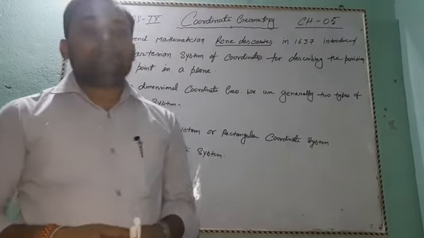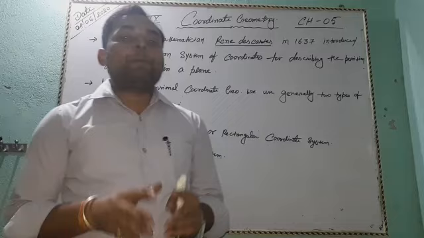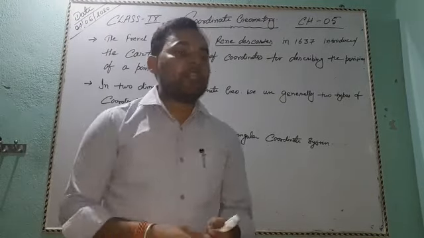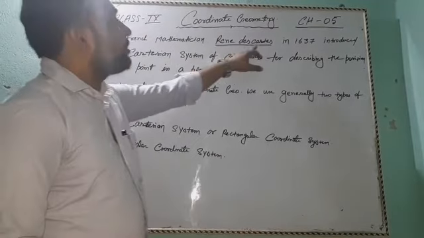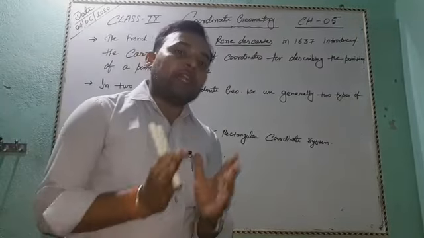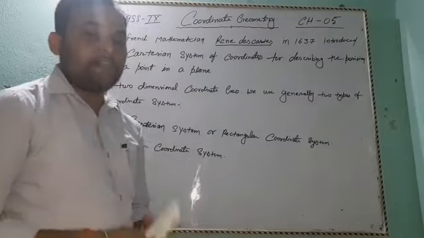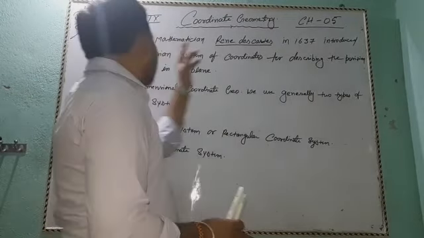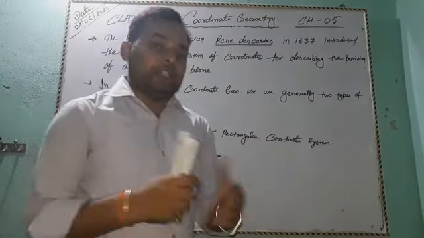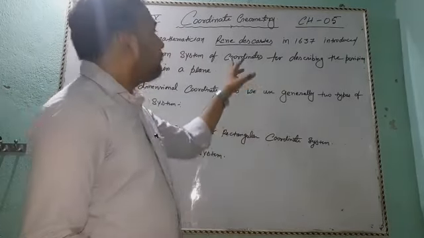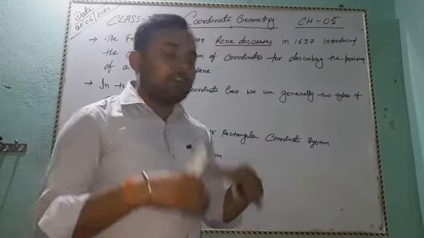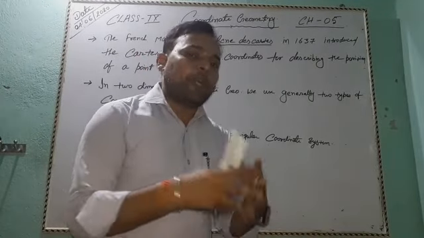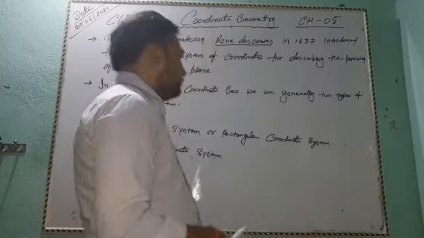First of all, the French mathematician René Descartes in 1637 introduced the Cartesian system of coordinates for describing the position of any point in a plane.